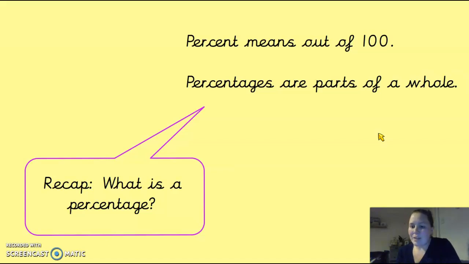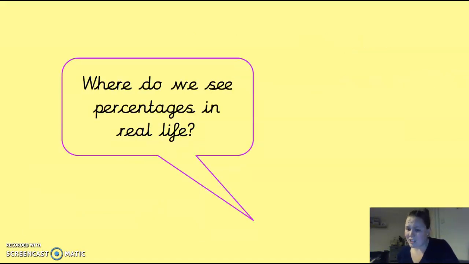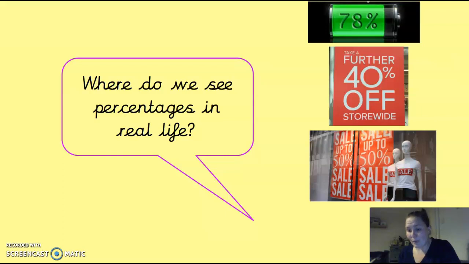Now let's have a think before I show you how to work out percentage of amounts. Where do we see percentages in real life? Pause the video again to come up with some places where you think you have seen percentages in real life settings. Here's a couple. The most obvious one is in shops, either in supermarkets or clothes shops, where you've got sales and discounts, 40% off, up to 50% off. But also the battery on your phone, 78%, shows how much of the whole is filled up. So there's a few places where we can see it. But how would we work out a percentage of an amount?